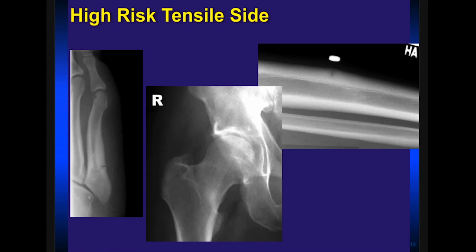The high-risk side of the bone is the tensile side. So here on the lateral aspect of the fifth metatarsal, this is a classic Jones fracture. You can see how thick the cortex is. So the bone's trying to heal, but just cannot heal because it's on the tensile side. The superior aspect of the femoral neck is the tensile side.